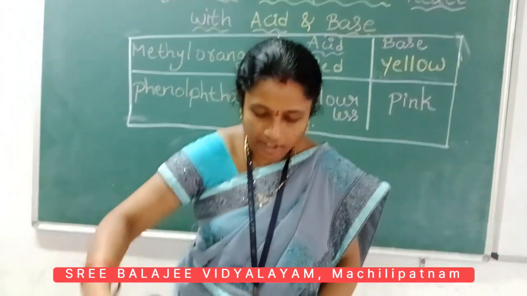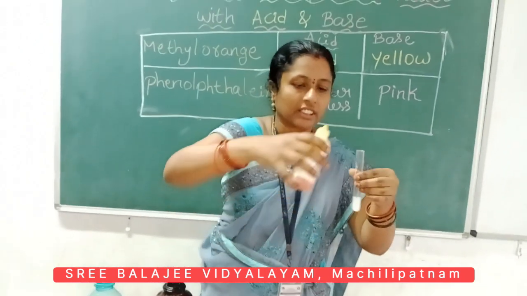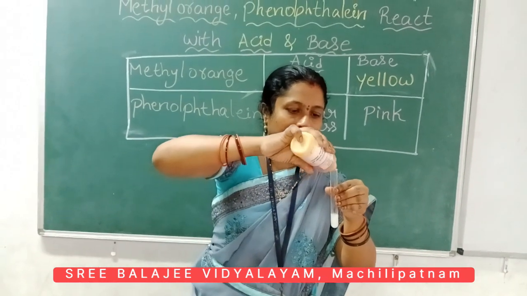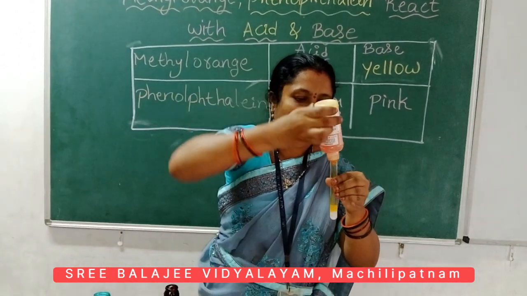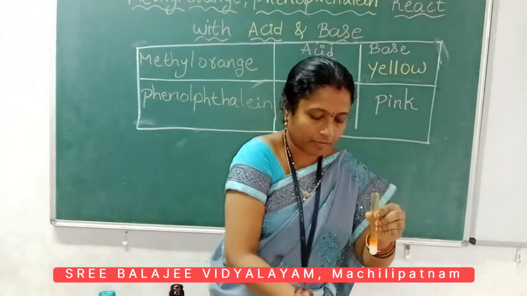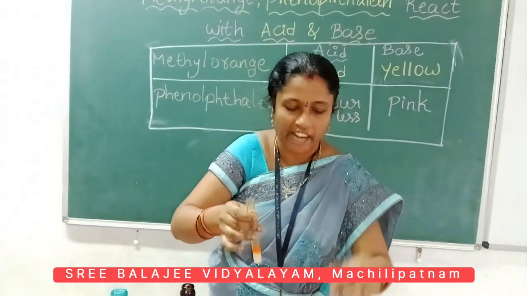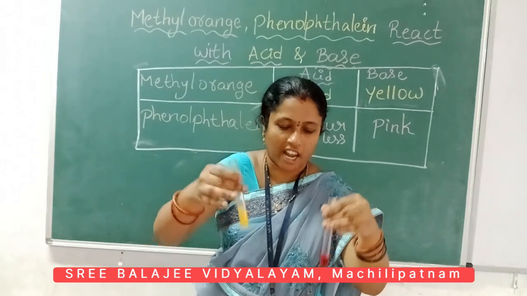Next, methyl orange reacts with base. What is the color? Methyl orange reacts with base, yellow in color. You observe, first methyl orange reacts with acid, red in color. Next, methyl orange reacts with base, yellow in color.